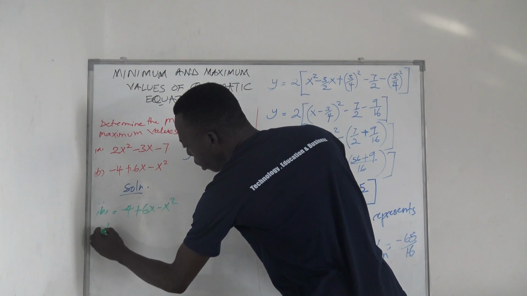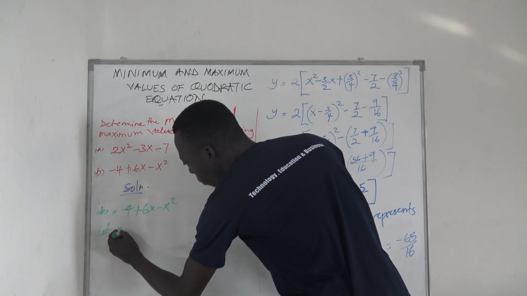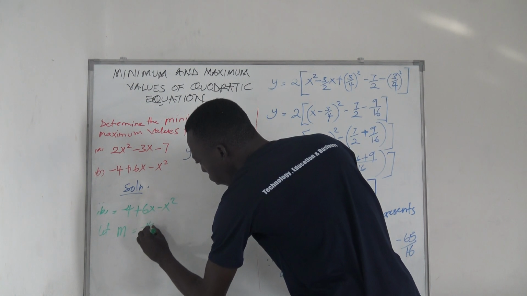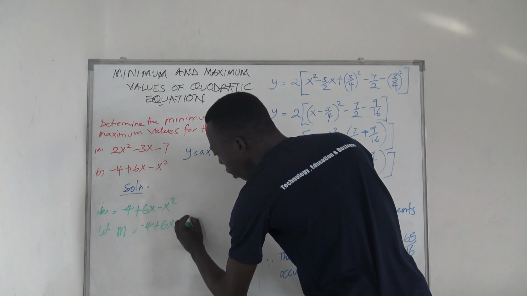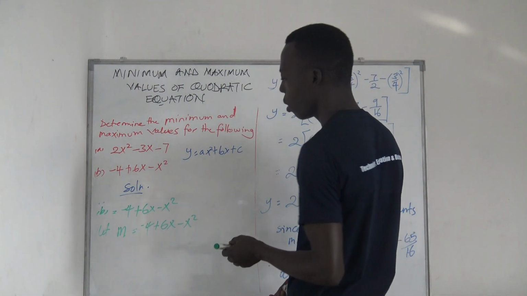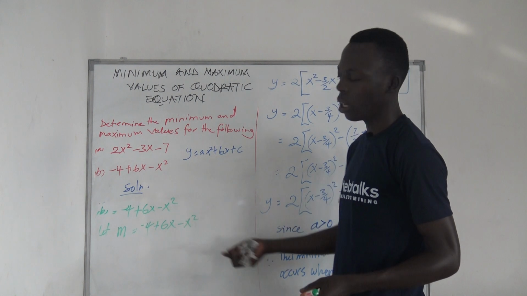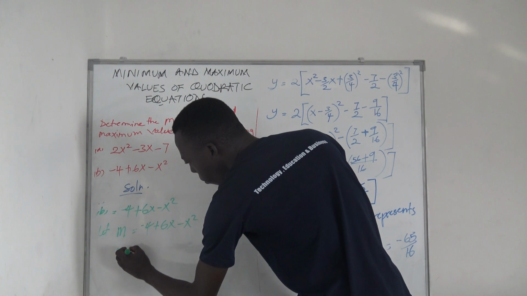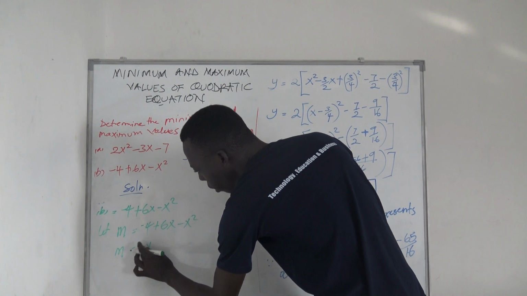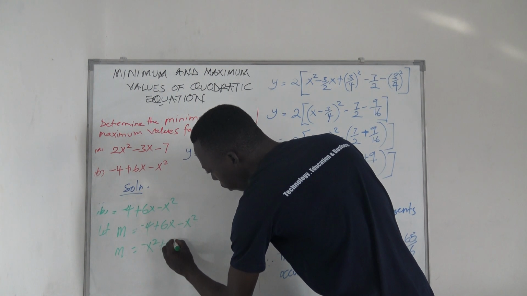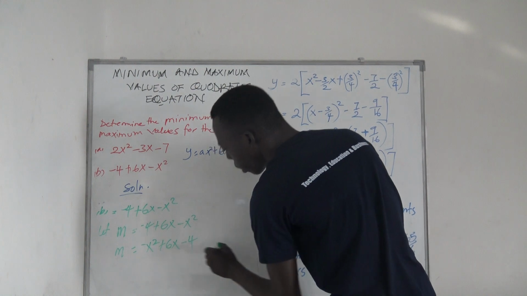So here I can say let m be equal to negative 4 plus 6x minus x squared. So that's what we are dealing with. So we rearrange starting with the x squared. So we consider even the sign which is in front, m equals negative x squared, then here it is plus 6x, then here minus 4.